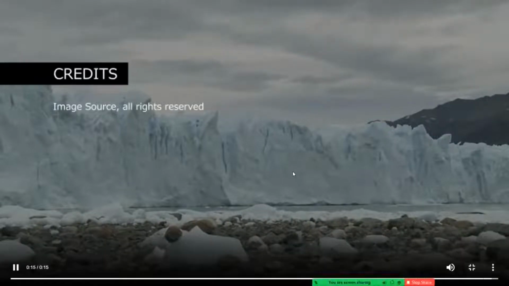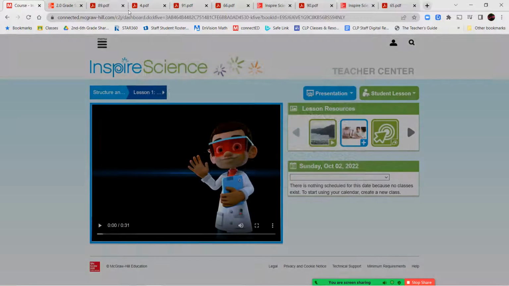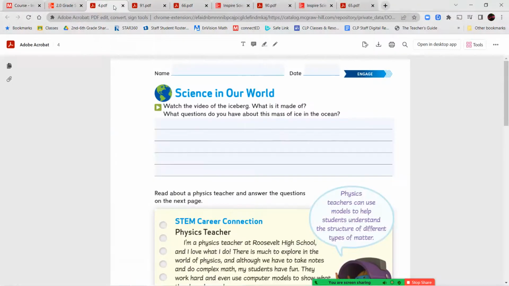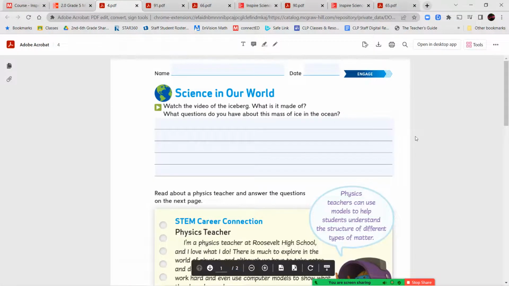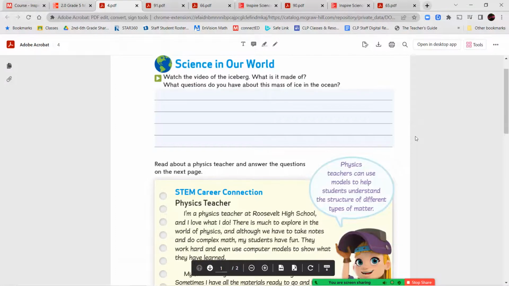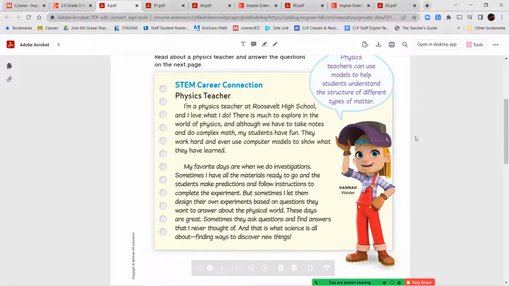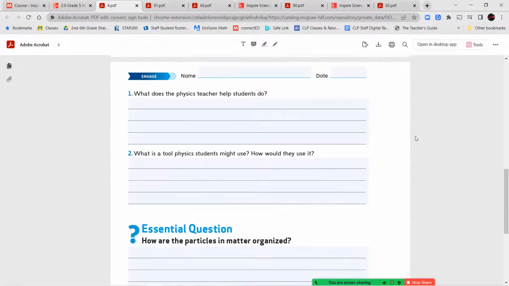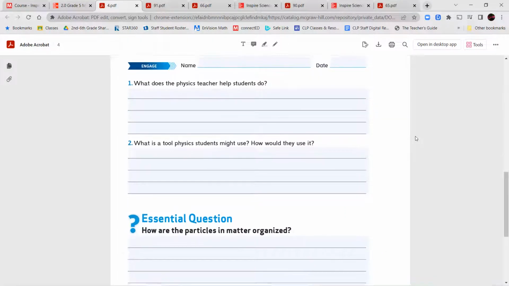All right, now that we've gone through that very quick, short video, we are going to go ahead and write down any questions that we have and write down what we think the iceberg is made of. After you've completed that, we're going to read about the physics teacher in the STEM Career Connection section. And once you've completed reading that, you have two questions to answer.